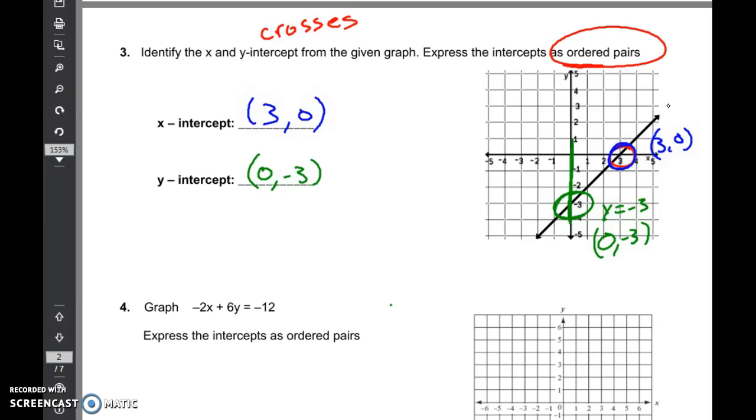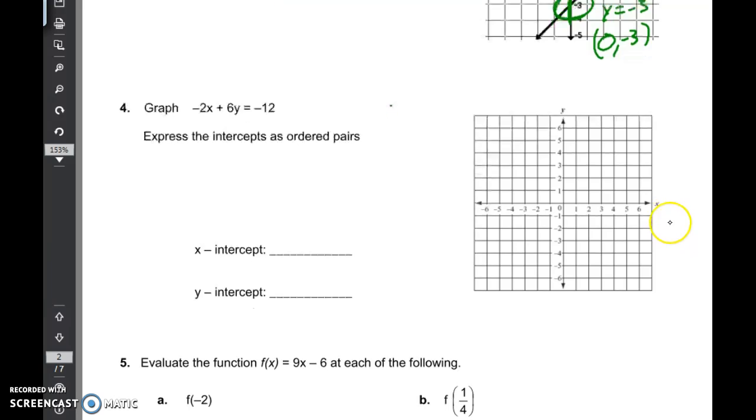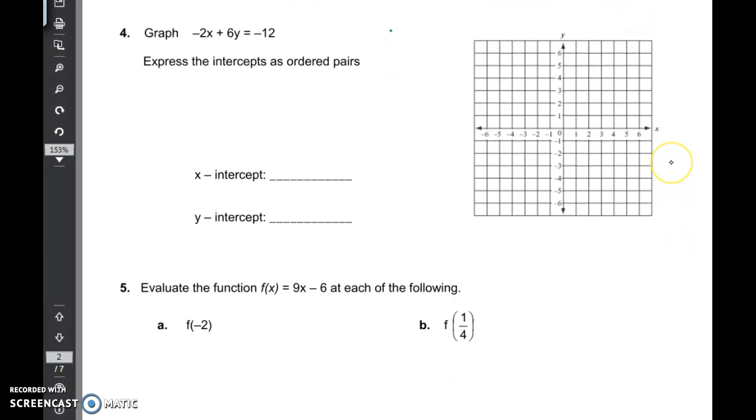We do this to help us graph using the cover-up method. We're going to see that in number 4. If you need to pause, go ahead and do so now. So in number 4, we're going to graph, and I would recommend using the intercepts to graph.